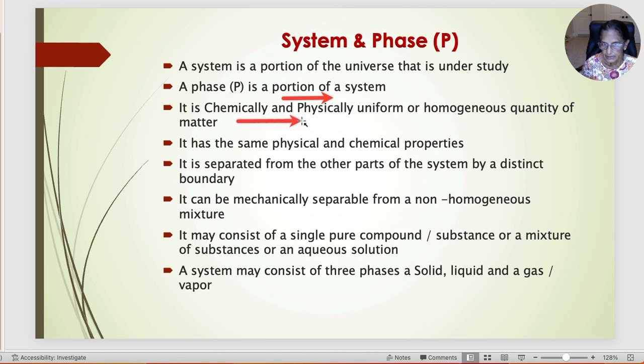A phase is a chemically and physically uniform or homogeneous quantity of matter. It has the same physical and chemical properties throughout the phase. It is separated from other parts of the system by a distinct boundary. It is mechanically separable from a non-homogeneous mixture. It consists of either a pure compound, that is a substance, or a mixture of substances, or it can be an aqueous solution also. It may exist as three phases: solid, liquid and gas, or vapor.